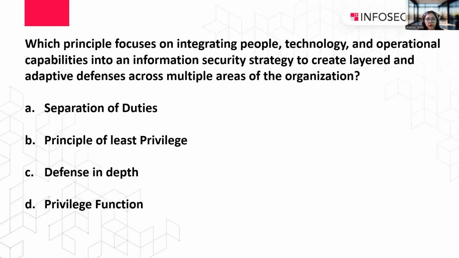Now let's move to the next question. It says, which principle focuses on integrating people, technology, and operational capability into an information security strategy to create layered and adaptive defenses across multiple areas of the organization? So here we are talking about layers. This is defense in depth. We make one layer, two layers, three layers to protect the data, so even if one layer is breached, we have other layers as well to protect this particular data. So the correct answer is defense in depth.